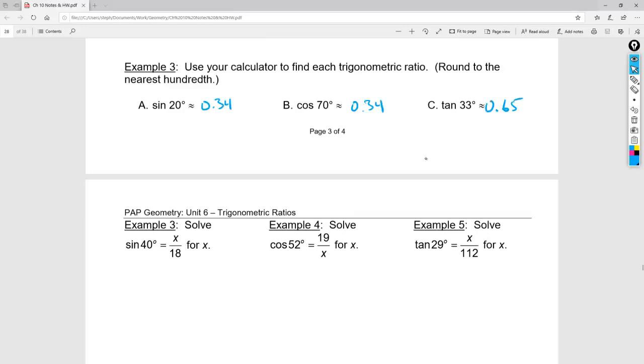Alright, and we're back, and hopefully you got the same thing that I did. 0.34, 0.34, 0.65. Something I do want you to notice: see if you can spot a relationship between this and this, because we did get the same answer. So notice I used sine of 20, cosine of 70. Is there any relationship you can think of between 20 and 70? Maybe play with that a little bit, see if you get the same answer again.